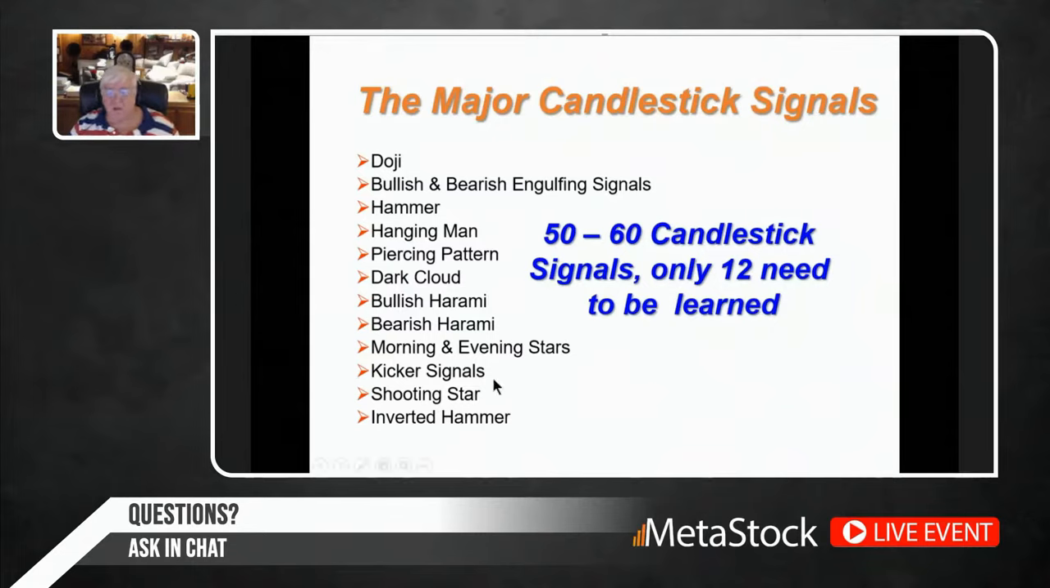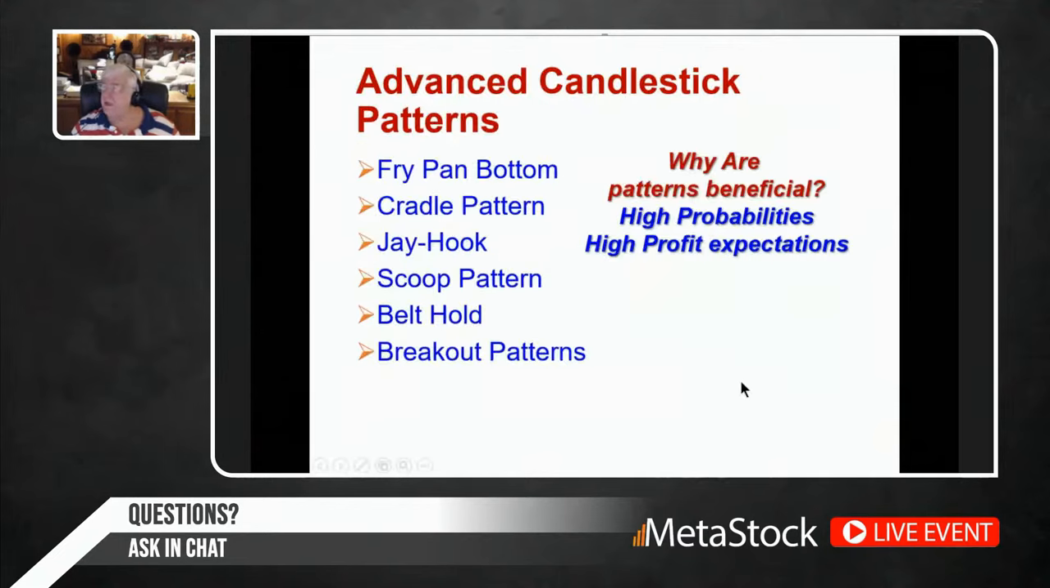Or three white soldiers, things that are signals, but they occur often enough. But at least if I recognize them, I can go back and find out what they're indicating. And again, why are the patterns beneficial? Because not only do you have a high probability of it moving in the direction you expect coming out of that signal or that pattern, but the profitability is much greater. So anytime we see a new trend or in a trend, what ones do we want to be in? We want to be in the price moves that have much greater profitability than just merely being in a stock that's moving in the same direction.